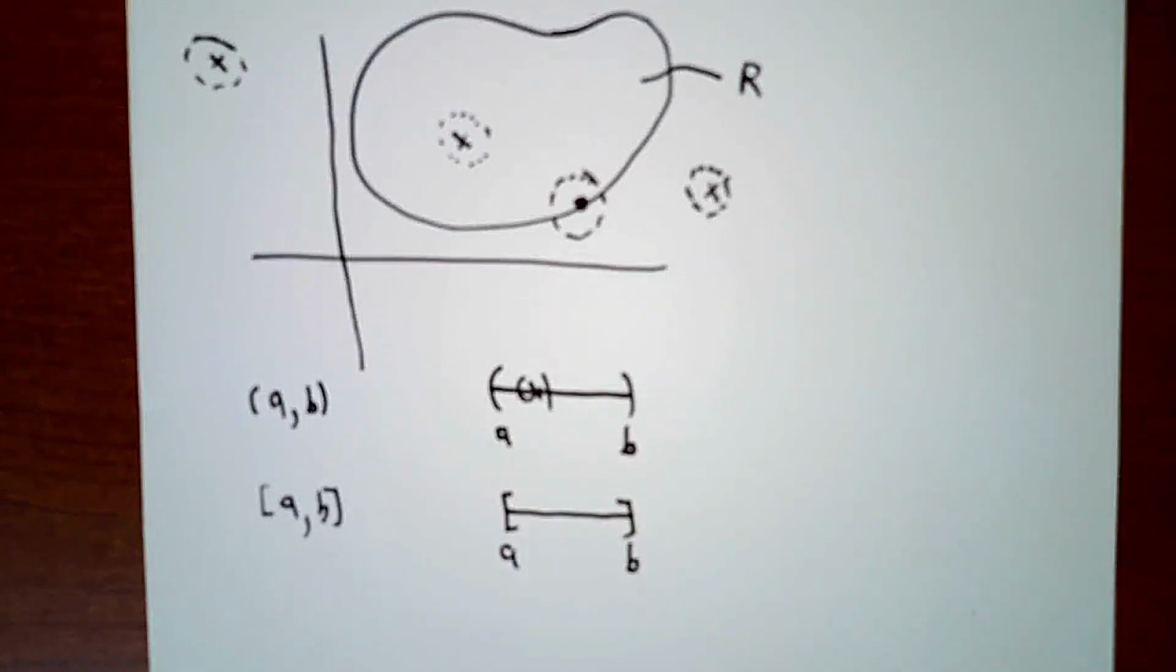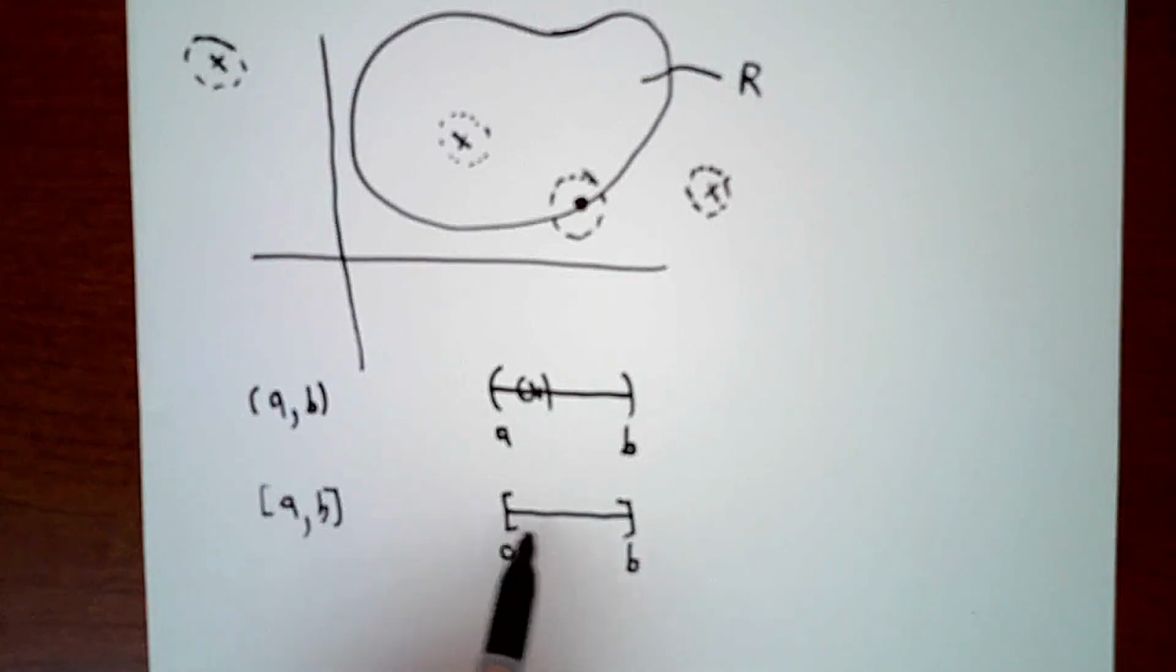If I look at the interval from A to B, including the A and the B now, this is not an open set because the endpoints are not interior points. The endpoints are boundary points. So people take in analysis and topology the definition of a closed set, at least in some context, to be this. A set is closed if it contains all of its boundary points.